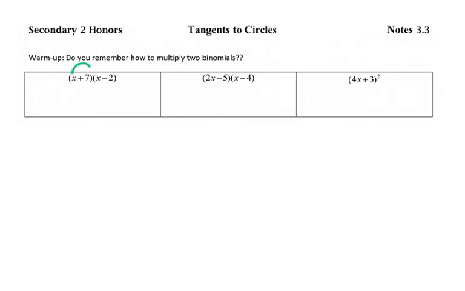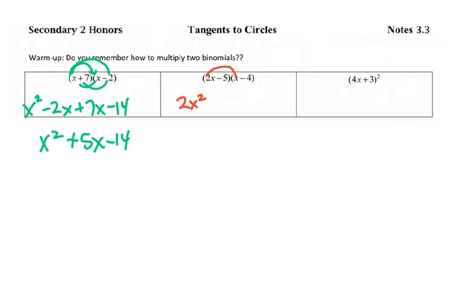Remember the distributive property. So x times x is x squared, negative 2x plus 7x, and then minus 14, and you're going to combine your like terms. And so that's my product. The second one, 2x squared minus 8x minus 5x plus 20. Combining like terms, I'm going to get 2x squared minus 13x plus 20.